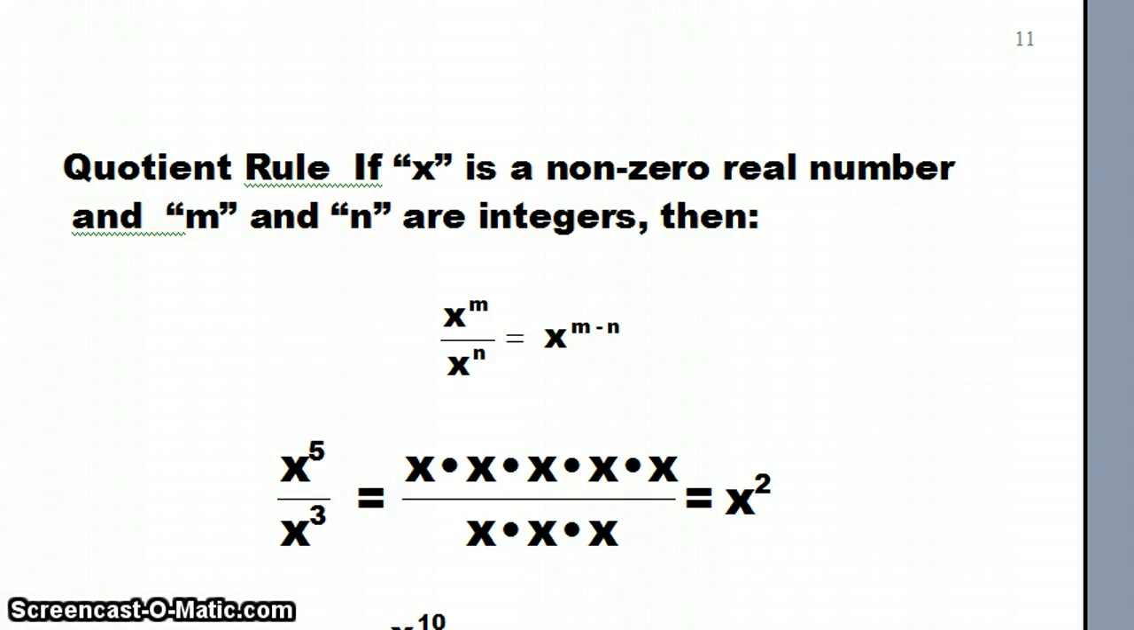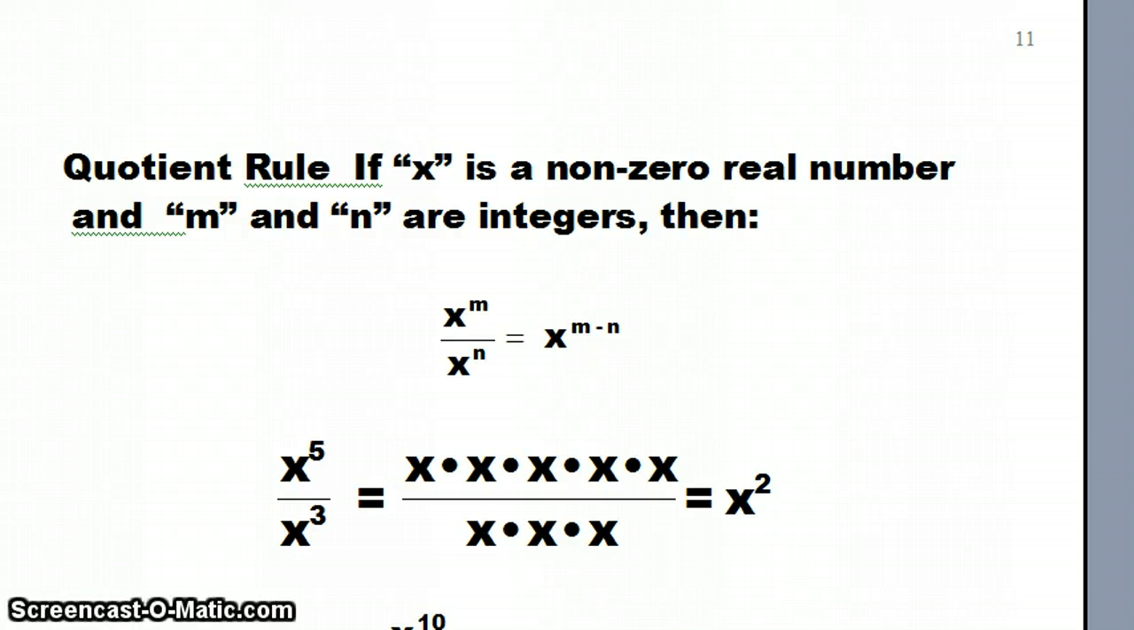So what we can do is take 3 pairs of them and cross out 3 pairs. If we do that, we only have 2 x's left on top, and we have no x's left on the bottom. So we would have x to the second over just a 1, and we use a 1 when there's nothing left. So our answer is going to be x to the second. We're using the rule, the quotient rule, which is much easier. We would take x to the 5 minus 3 and get the 2.